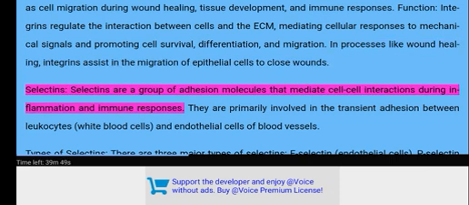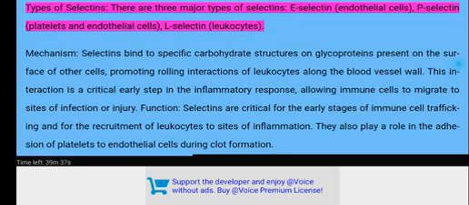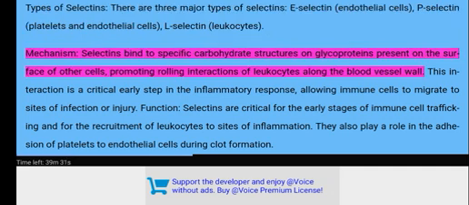Selectins. Selectins are a group of adhesion molecules that mediate cell-cell interactions during inflammation and immune responses. They are primarily involved in the transient adhesion between leukocytes, white blood cells, and endothelial cells of blood vessels. Types of selectins: there are three major types of selectins: E-selectin, endothelial cells; P-selectin, platelets and endothelial cells; L-selectin, leukocytes.